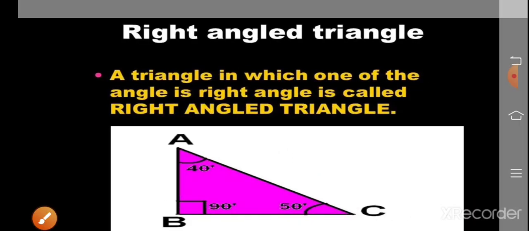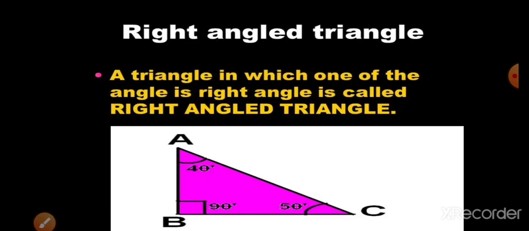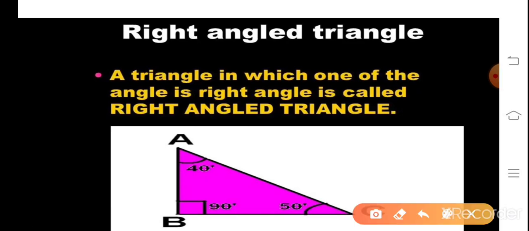Next, the second one, a right angled triangle. A triangle in which one of the angles is a right angle is called a right angled triangle. A right angle is equal to 90 degrees. If in a triangle any one of the angles is 90 degrees, the triangle is called a right angled triangle. Look at the picture here. Angle B here is 90 degrees. So one of the angles is 90 degrees. Therefore, this kind of triangle is called a right angled triangle.